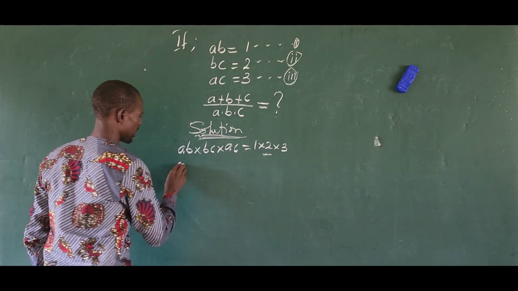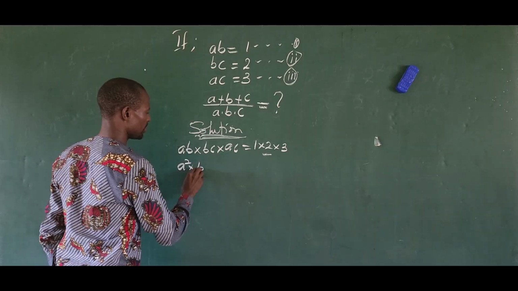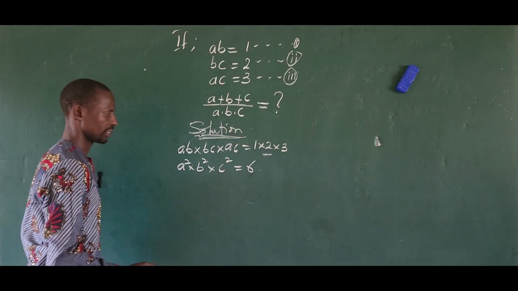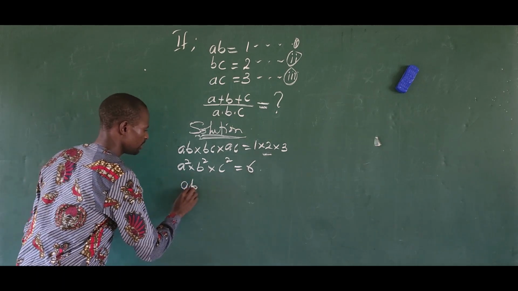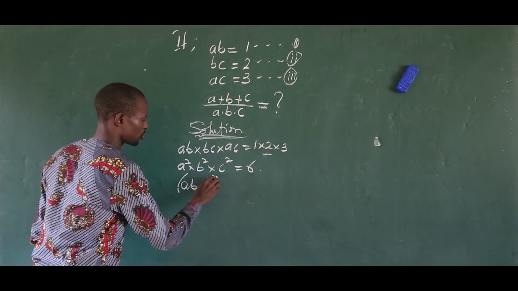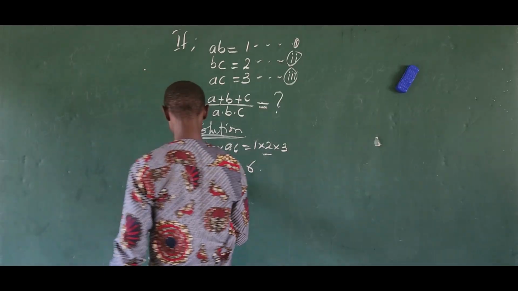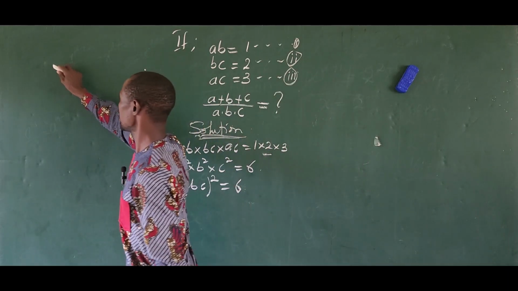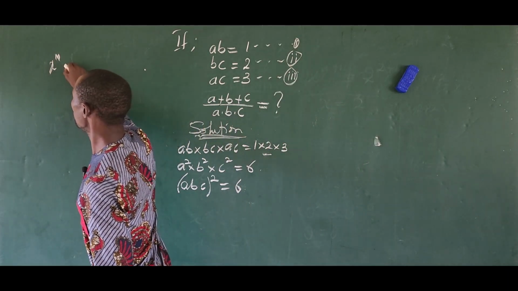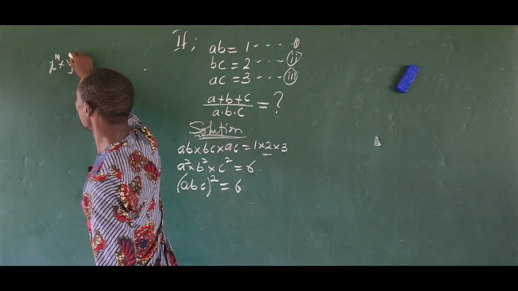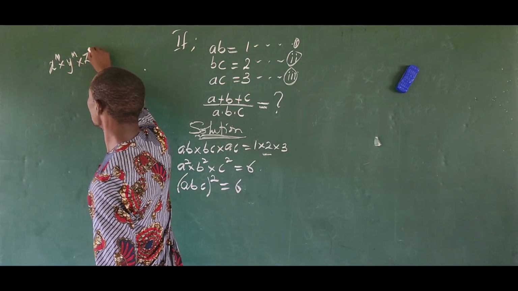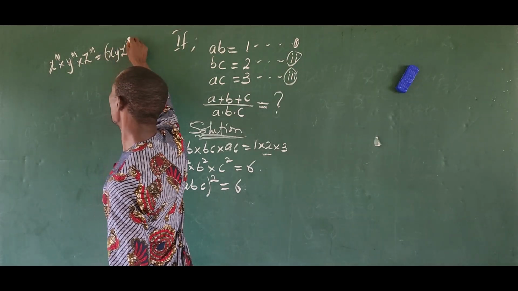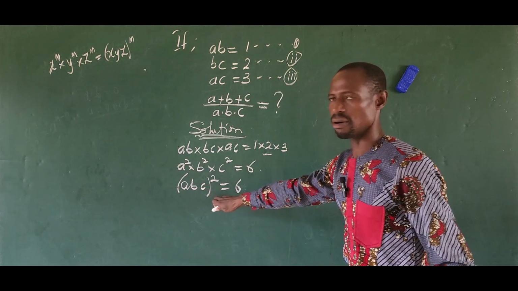So automatically we're going to have our A to the power of 2 times our B to the power of 2 times our C to the power of 2 equal to 6. So we can write this as our ABC all raised to the power of 2 equal to 6. Yeah, because they have the same power, though the alphabets are different. Remember the law: if you have x to the power of m times y to the power of m times z to the power of m, this is the same thing as bracket open xyz all raised to the power of m. So that's the law I applied here.